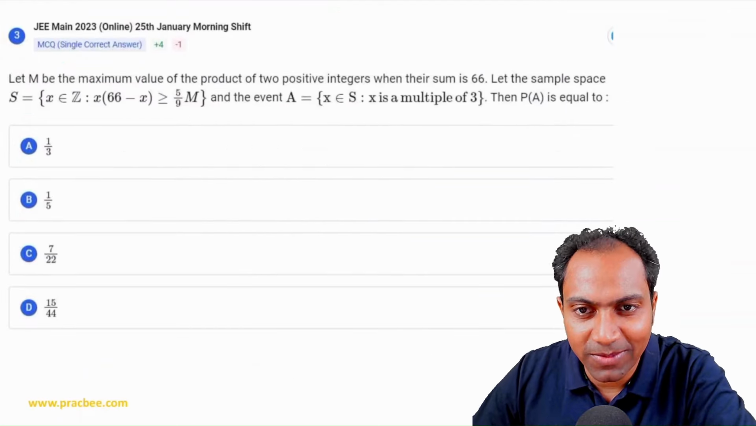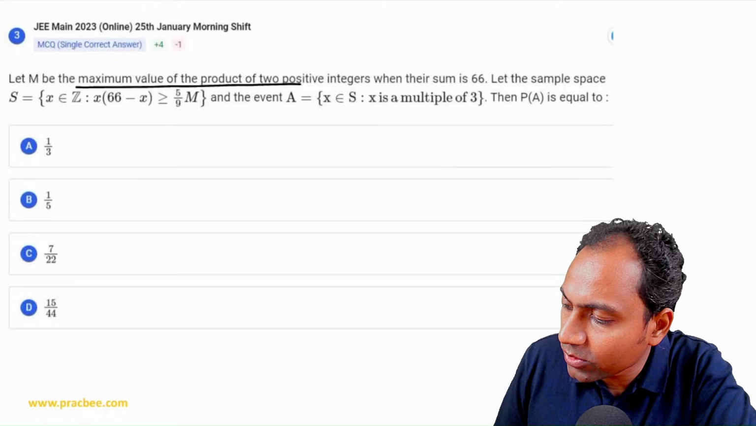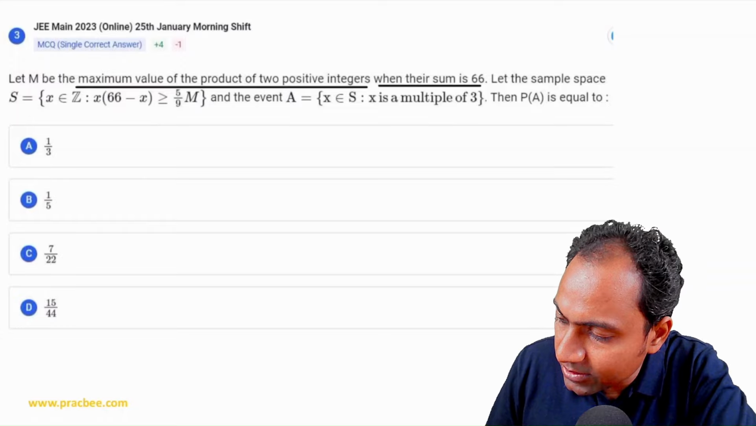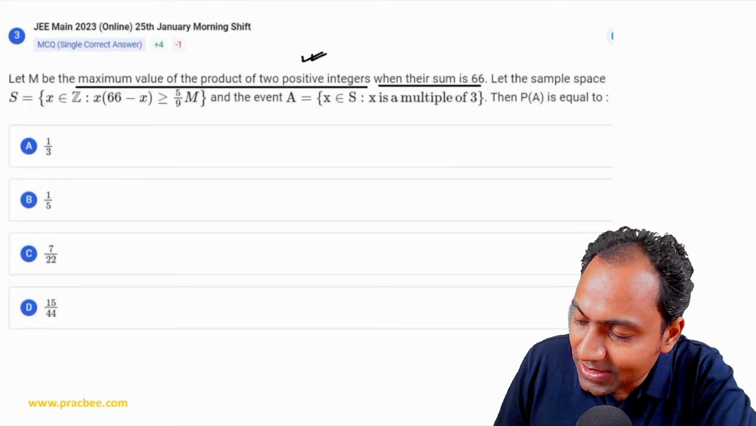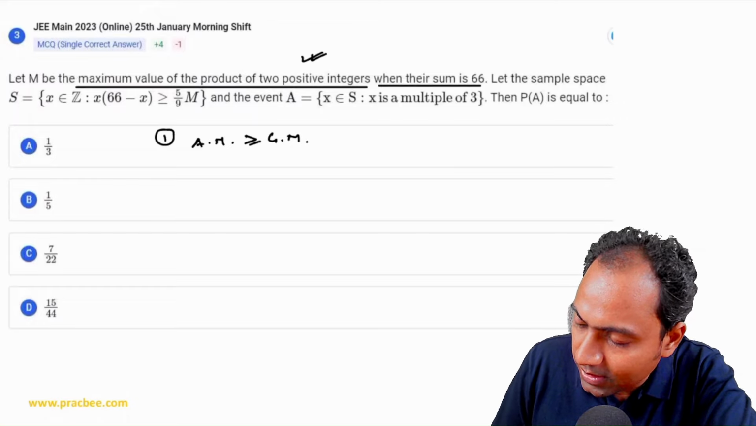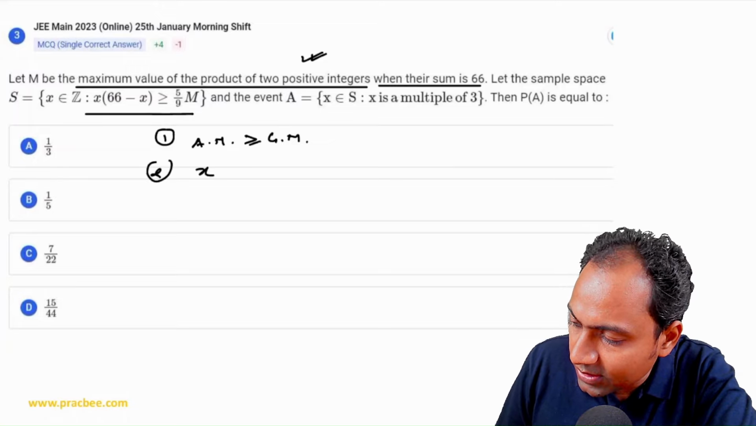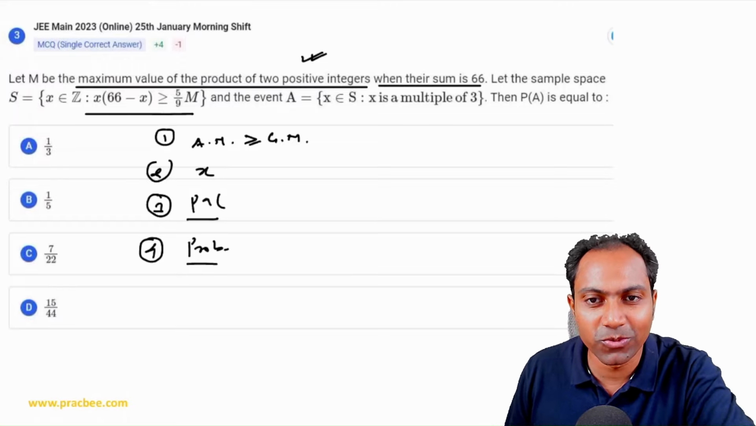Now this very beautiful question came in 2023. In this question, what they are talking about is the maximum value of the product of two positive integers when their sum is 66. Whenever somebody says two positive integers, what does that mean in mathematics is AM is greater than or equal to GM. So first we'll have to apply AM is greater than or equal to GM. This is the first part, and then solve this inequality to find the possible values of x. And then in the third part, we have to apply P and C to get the probability. So your fourth step is going to be finding probability. So these are the 4 steps that we are going to do in solving this question.